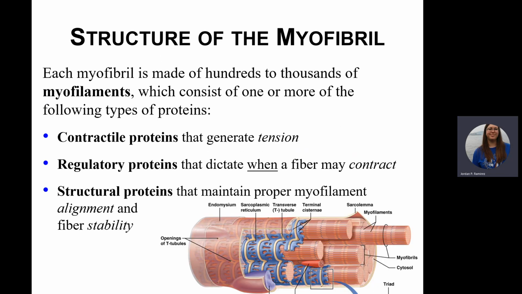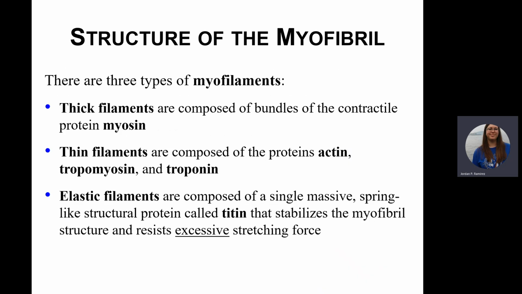So each myofibril is made of hundreds to thousands of myofilaments, which consist of one or more of the following types of proteins. So you have contractile proteins that are going to be generating tension, eliciting a contraction. This makes sense. Regulatory proteins that dictate when a fiber may contract. They're going to regulate it, literally, regulatory proteins. And structural proteins that maintain proper myofilament alignment and stability to support the structure. Makes sense. All right, so three types of myofilaments. Again, just talking about essentially proteins.